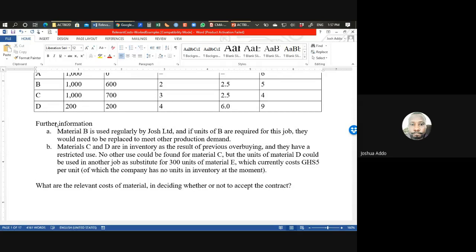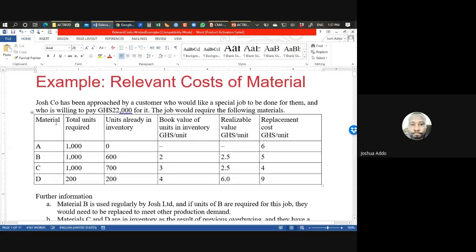What are the relevant costs of material in deciding whether or not to accept the contract? Okay, so we go through the framework that we have discussed already. This material A, we have none in stock. So the whole of the 1,000 that the special job requires, we have to go and buy them fresh. And it's a direct cost chargeable to the special job or contract. This is the purchase cost. In other words, this is the price that currently, if we are to buy, we will buy at 6 cedis. So the cost of material A that should be charged to the special job is 6 times 1,000, 6,000.